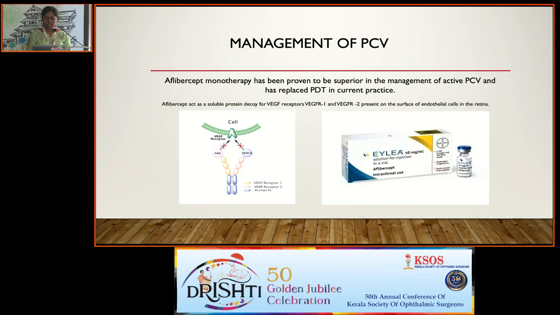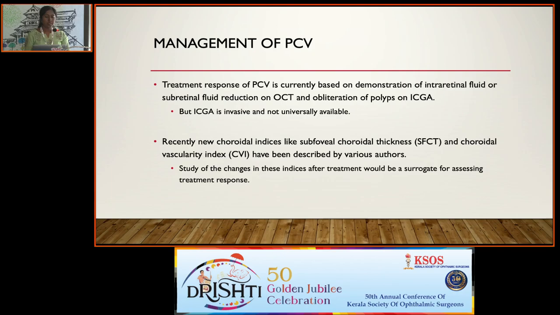Coming to management of PCV, treatment response of PCV is currently based on demonstration of intraretinal fluid or subretinal fluid reduction on OCT and obliteration of polyps on ICGA. But as ICGA is an invasive procedure, it is not universally available. Recently, new choroidal parameters like subfoveal choroidal thickness and choroidal vascularity index have been described by various authors. Study of the changes in these indices after treatment would be a surrogate for assessing the treatment response.